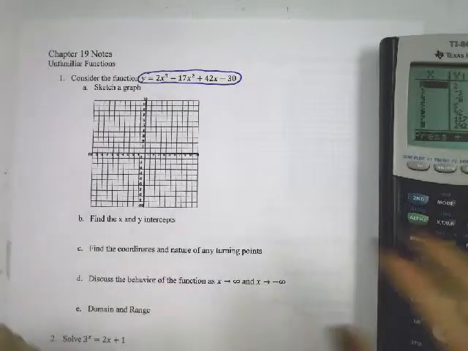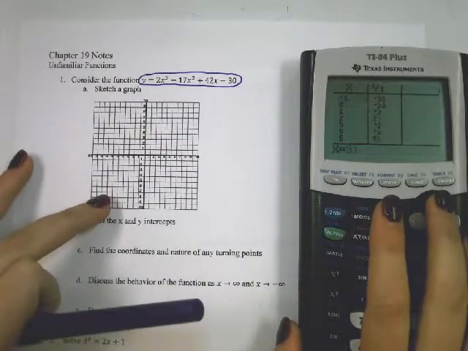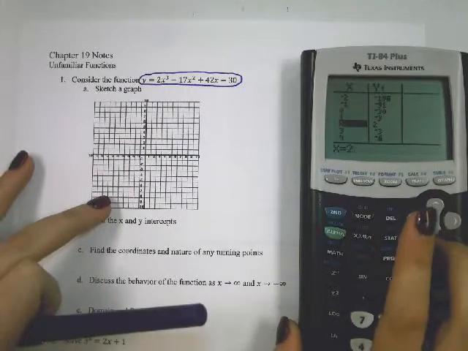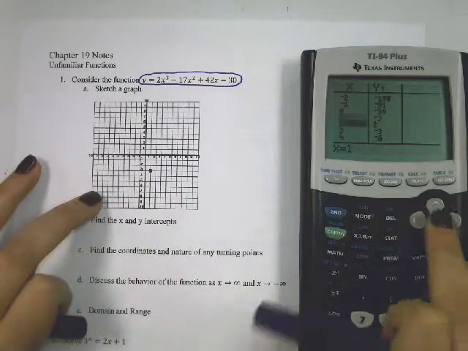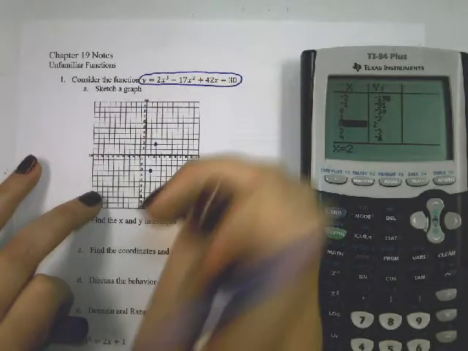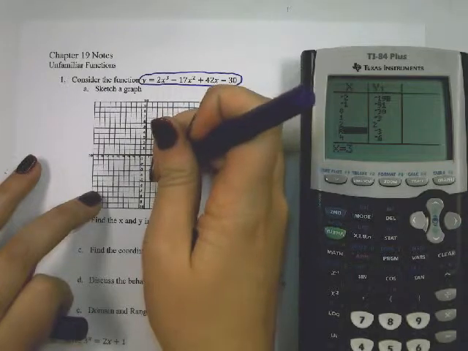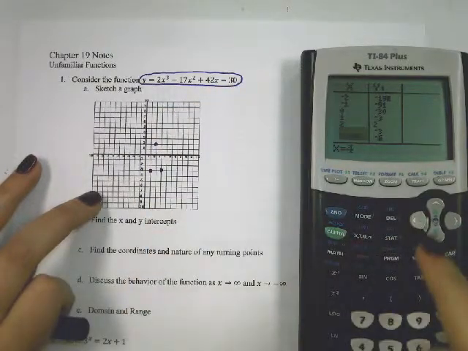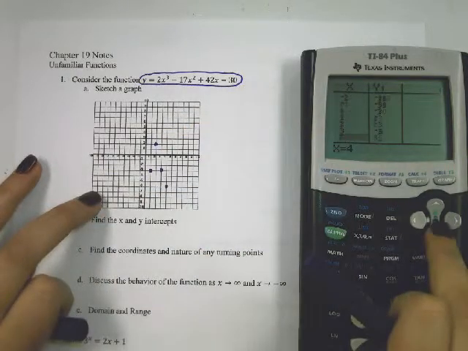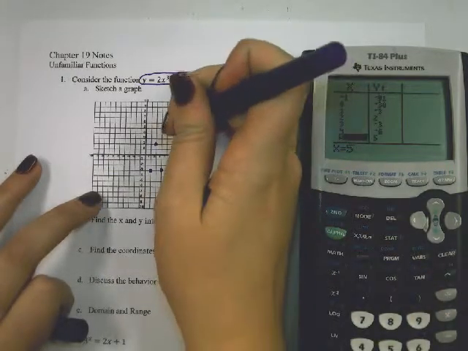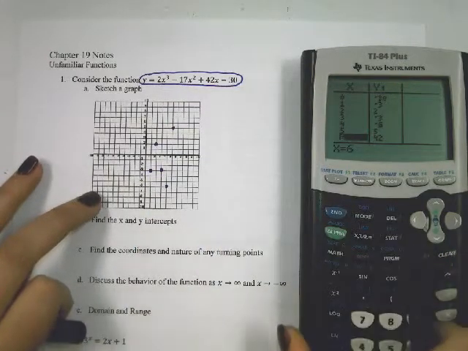So I'm going to plot any point that falls on my table. The smallest is going to be 1, negative 3. 2, 2, 3, negative 3, 4, negative 6, 5, 5, and the next one's off the graph.